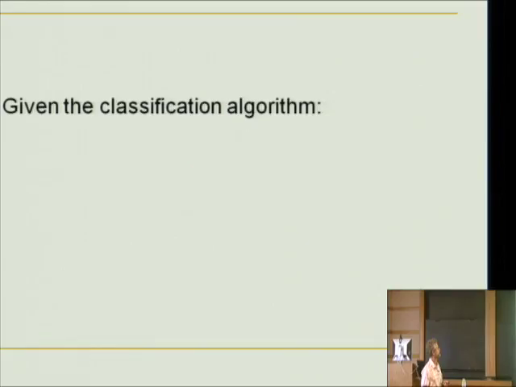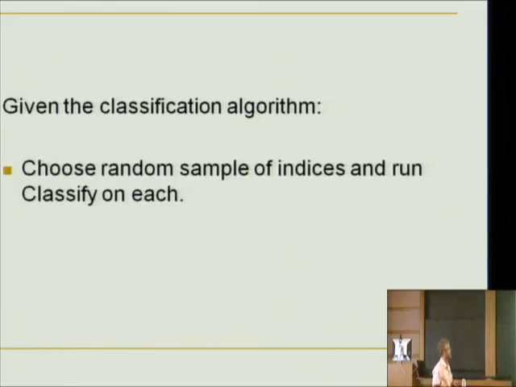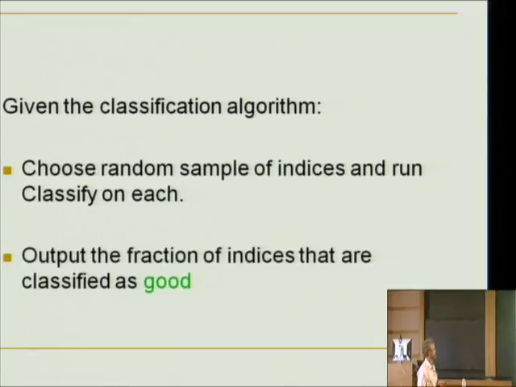Okay. So given the classification algorithm, you can just choose a random sample of indices, run classify on each one, and count the fraction of greens and reds, and that will give you an estimate of the LIS. So you output the fraction of indices that are classified as good. That's your estimate. Okay, questions so far?